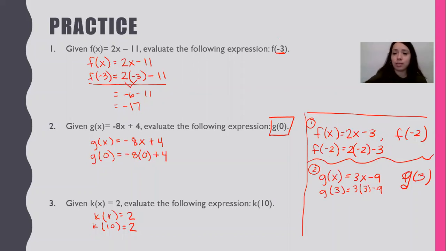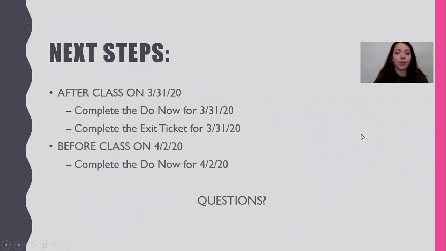And then what's next? So after today's class, you are expected to go back and do the do now for today. You're expected to complete the exit ticket for today. Again, they're each 2 questions, so they should be really quick. So if you have some time right after this class, get it done just so you can get that out of the way. And then before class on Thursday, try to complete the do now. There's a do now. Don't do the exit ticket yet. Just do the do now for April 2nd.